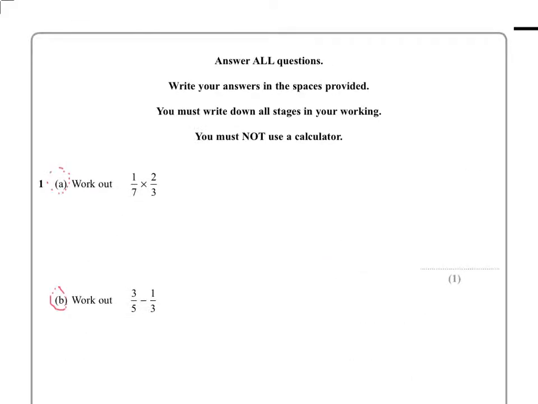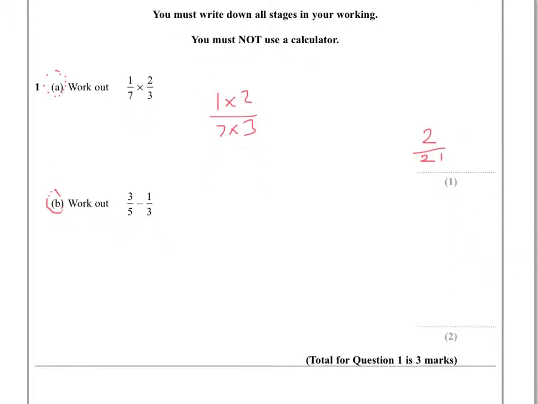Now the first question here, we've got dotted lines around these because I think we could tackle them even though we've not strictly speaking done them in lessons recently. We just have to remember the rules for fractions. So times in fractions, times the tops and times the bottoms, so 1 times 2 on the top, 7 times 3 on the bottom, and 2 out of 21 for that one.